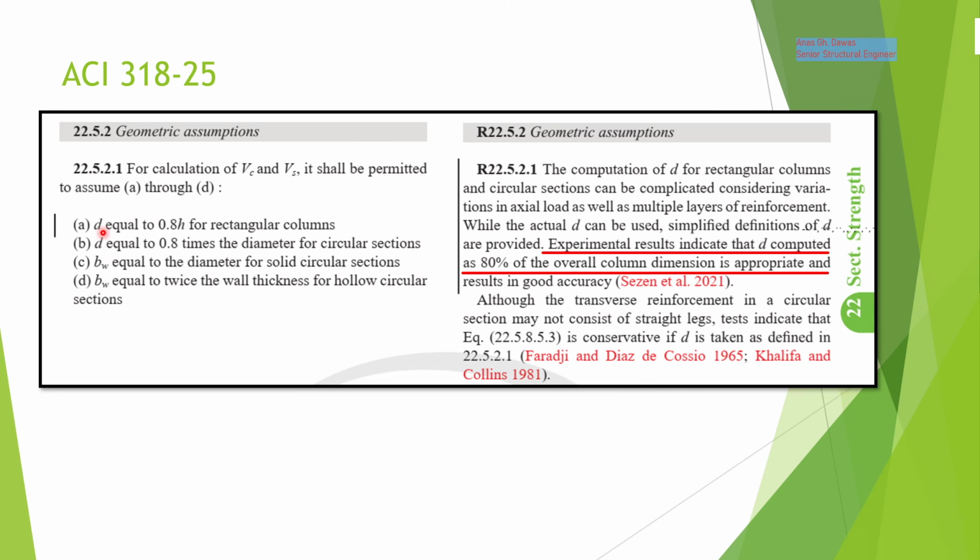This is not easy. That's why the code uses a simple assumption by assuming d equal to 0.8h when you would like to calculate the shear strength for rectangular columns. Also, in fact, for options B, C, or D, there is nothing new in these options.